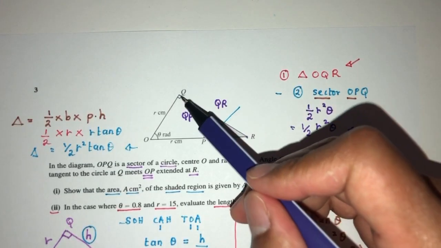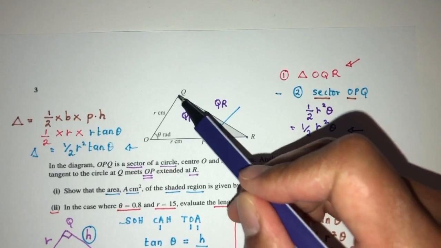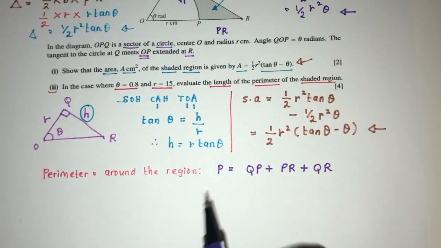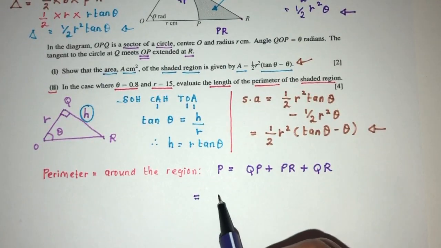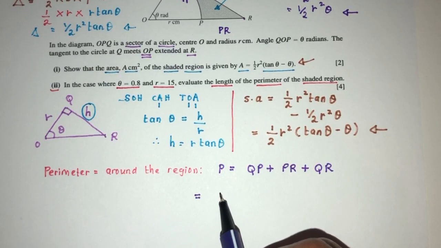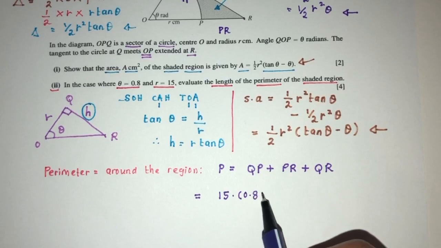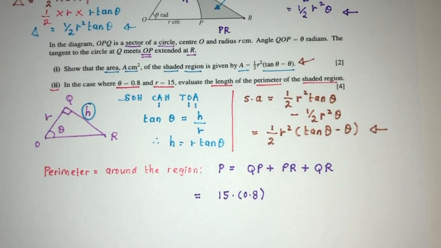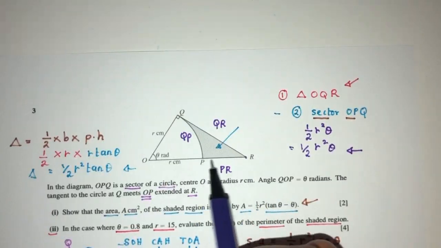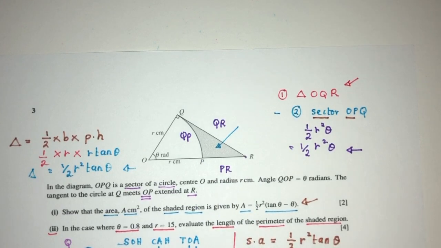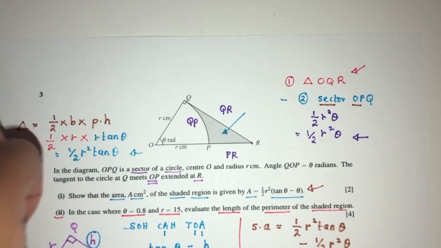Now QP is the length of the arc. The length of arc is given by the formula r theta, where r is the radius, which is 15 given to you, and theta is the angle, 0.8. So r theta will be the length of the arc. Now PR will be this one. So how can you find PR? If you think, there's definitely a way.